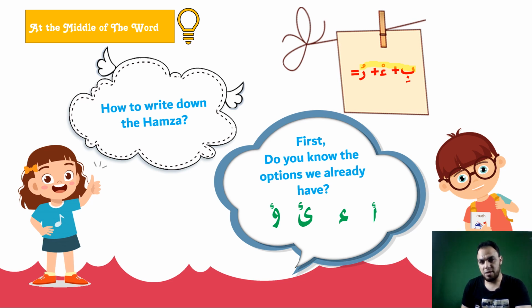Because first, this is the question: how can we write the letter hamza at the middle of the word? How can we join it with the previous letter? And first of all, we have to ask ourselves: do you know the options we already have for the letter Hamza? I can write it like this, or this one, or this one. Now I'm confused. I cannot know which one to choose. So now I'm going to tell you the answer. It's very simple and easy. Once you know the rule, you can apply it for any word. Let's get started.